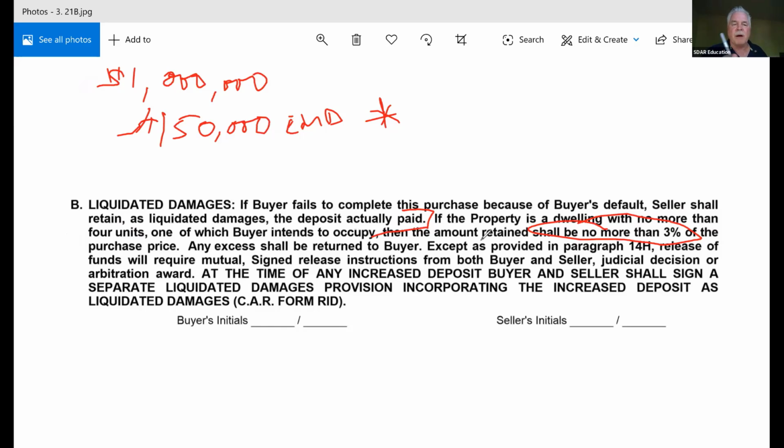Okay, so in other words, in my scenario here, I've got a $1 million transaction. The buyer put down an initial deposit, an earnest money deposit of $150,000. How much can the seller keep at this point? Let's say it is a dwelling, a residential 1 to 4. Let's say the buyer is going to live in the property, so the seller would be able to retain no more than 3%, which would be $30,000, because that would be 3% of the purchase price, and then any excess shall be returned to the buyer. So the seller gets the 30, the buyer gets 120 back. Everybody good with that so far?